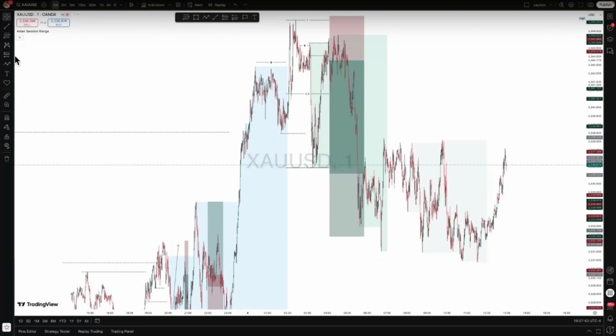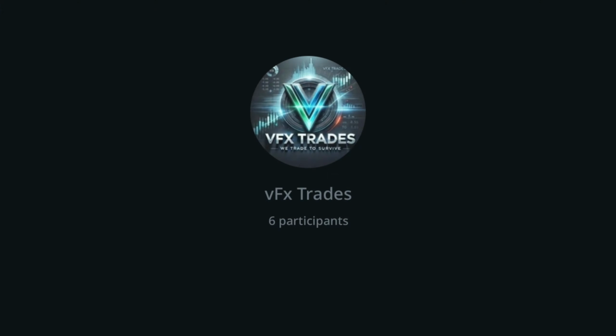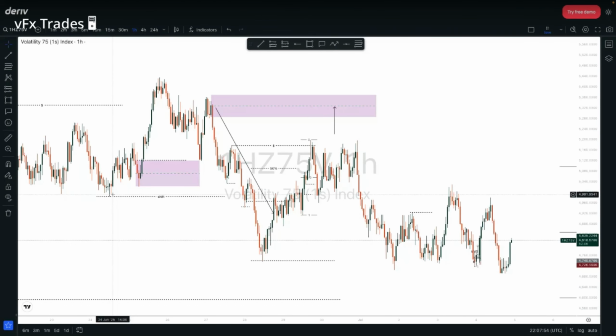All right. Asian session range. That's the name of the indicator, this particular one. But originally, I don't use indicators. And the reason for that is, it's not as if I am telling you that indicators are bad. The thing is, if you have learned what the indicator is saying, then it doesn't need to be on your chart.